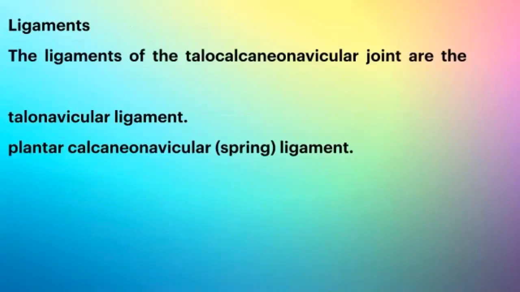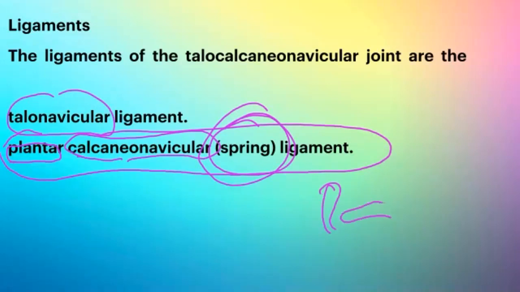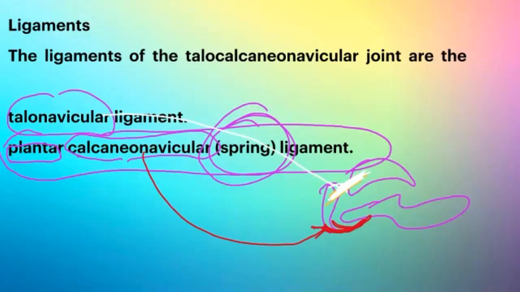Remember that. Coming to the ligaments, there are two ligaments, talonavicular joint ligament and plantar calcaneonavicular ligament or spring ligament. So spring ligament is nothing but plantar calcaneonavicular ligament. Okay, so basically we have navicular bone, calcaneum and talus. The ligaments exist between these two. This is talonavicular ligament, and the ligament between these two is spring ligament. That's it.